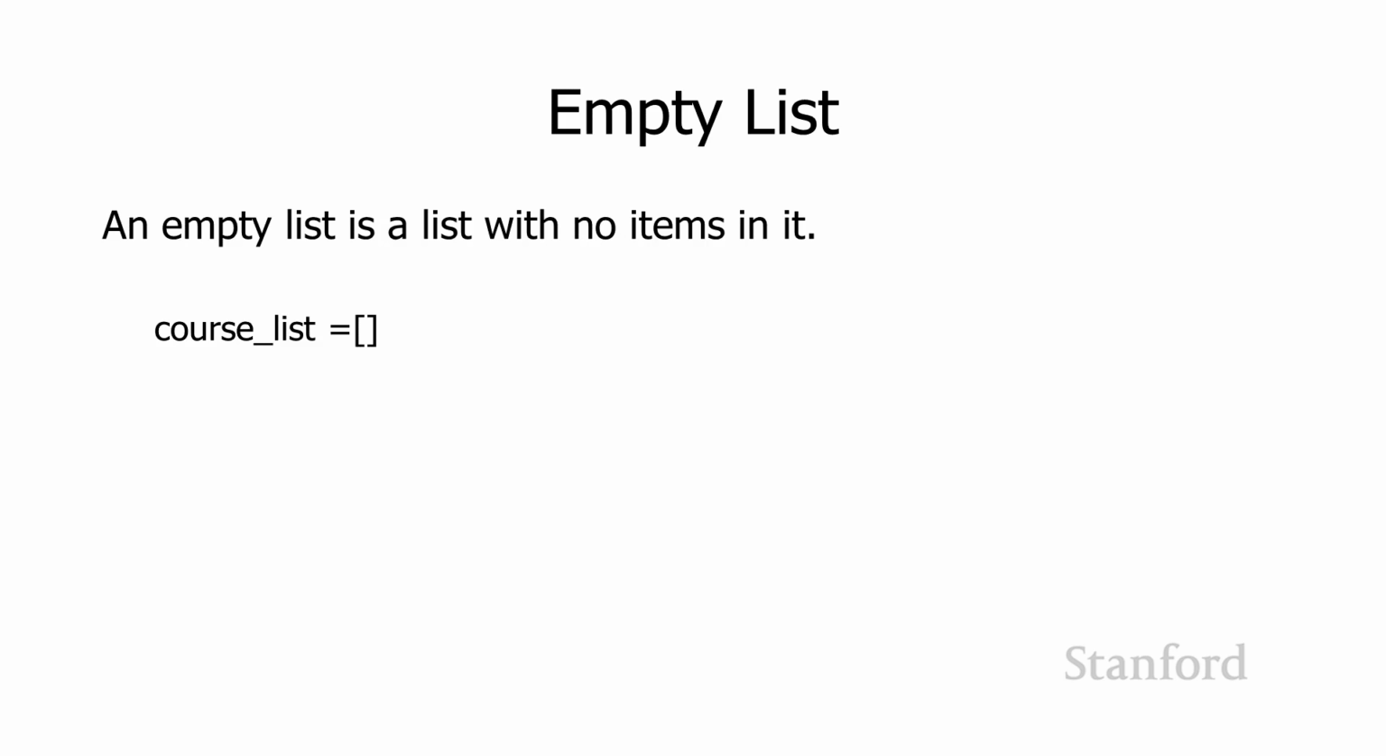Another thing that you might run into is the empty list. The empty list is a list with no items in it. And so this is an empty list here. I'm going to start with my course list. I haven't signed up for any courses yet. So I've got an open square bracket followed by a closed square bracket. And that indicates that I do have a list. That list is there. It's available for me to put classes in, but I don't have any classes in it yet.